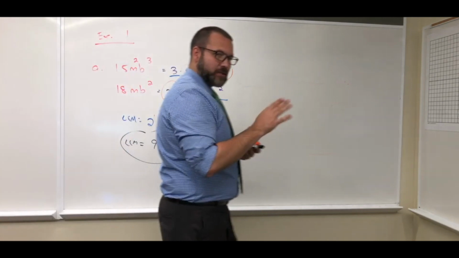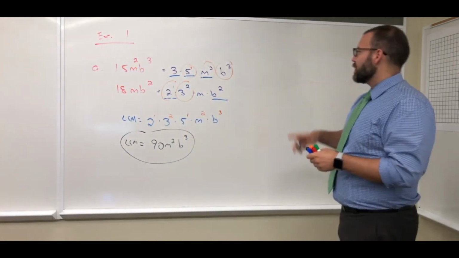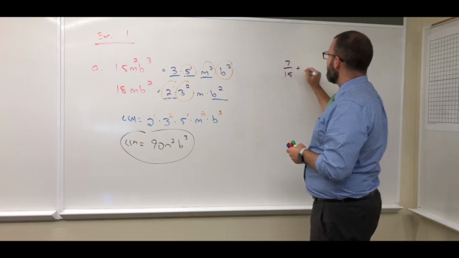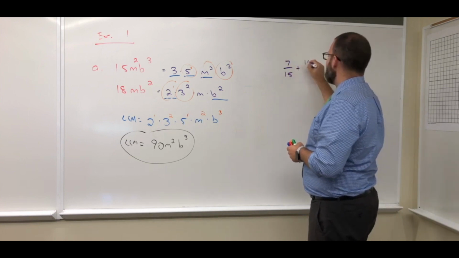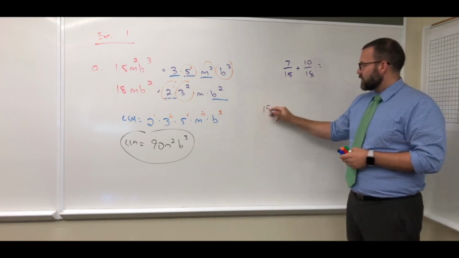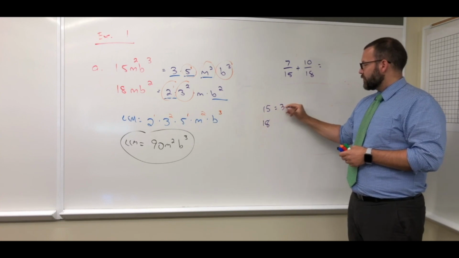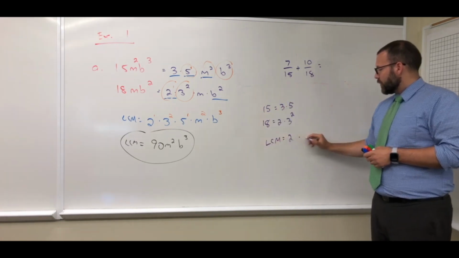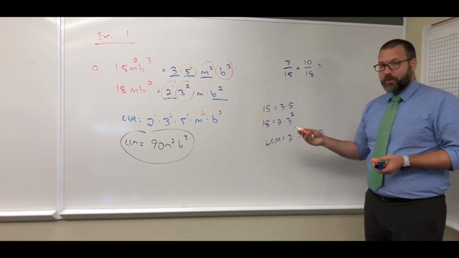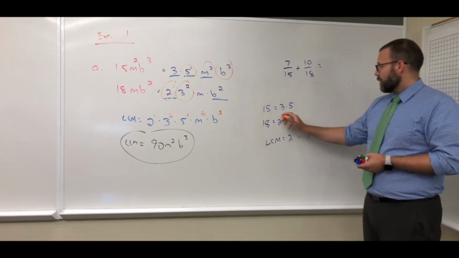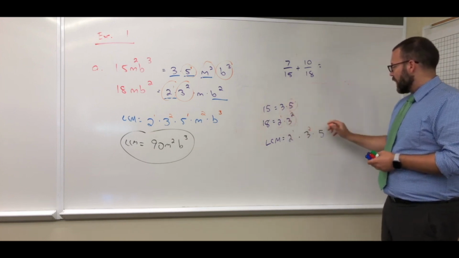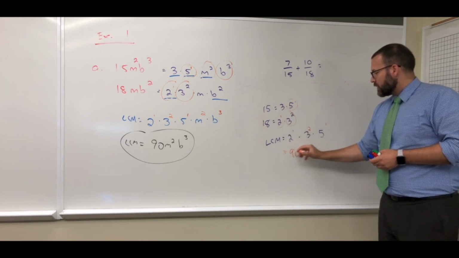For example, let's ignore the variables for a second. Let's just imagine it was something like the fraction 7 over 15 plus 10 over 18. Well, 15 and 18, we've already seen their factorizations. We've already seen the LCM would have been the product of 2, 3, and 5 to their greatest powers. So again, I'm just ignoring the variables, but otherwise it's precisely the same. 2 to the first, 3 squared, and of course 5 to the first, which is 90.